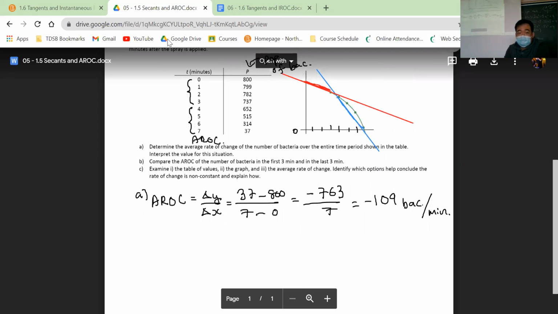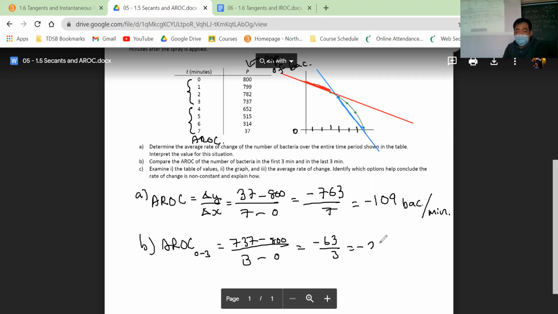Okay. Perfect. So I'm going to do AROC, and I don't know how you like to do it. I'm just going to do from 0 to 3, just to remind me that this is the slope of the first 3 minutes. I've got 737 over 3 minus 800 over 0, which is going to be negative 63 over 3, which is negative 21. Embarrassing. This is being recorded too.